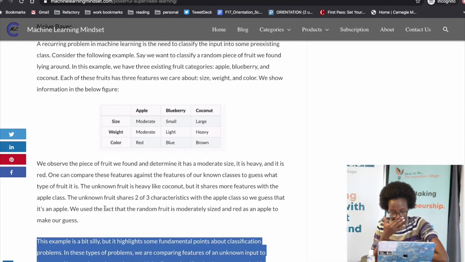Like we've just seen in this small example, we are saying an apple has this size, this weight, this color. A blueberry has this size, this weight, this color. A coconut has this size, this weight, this color. So this random fruit, what is it, based on what we know about apples, blueberries, and coconuts?